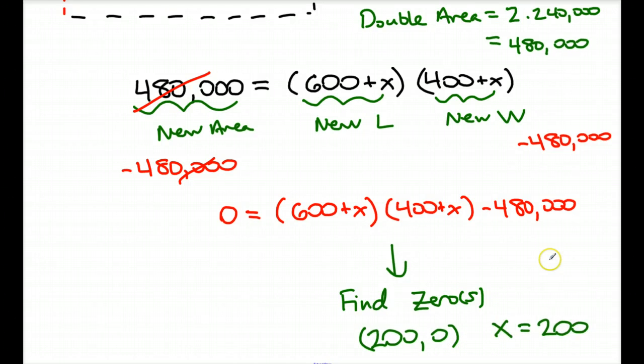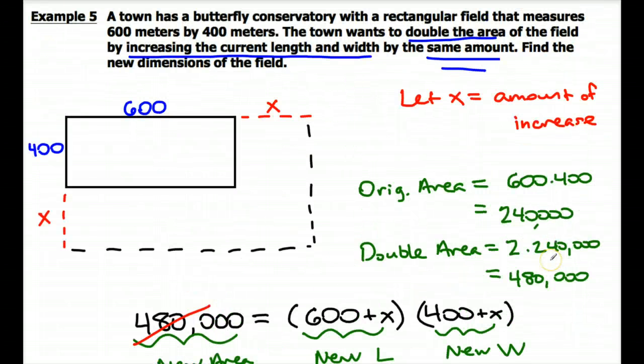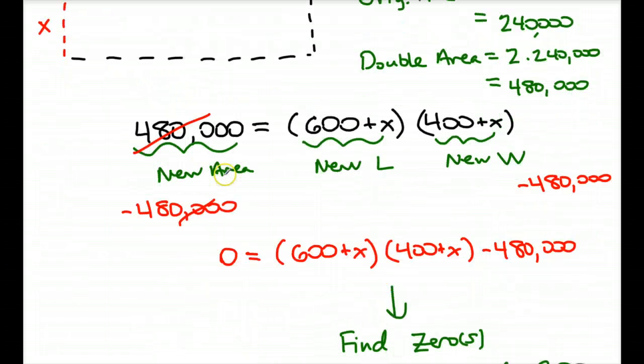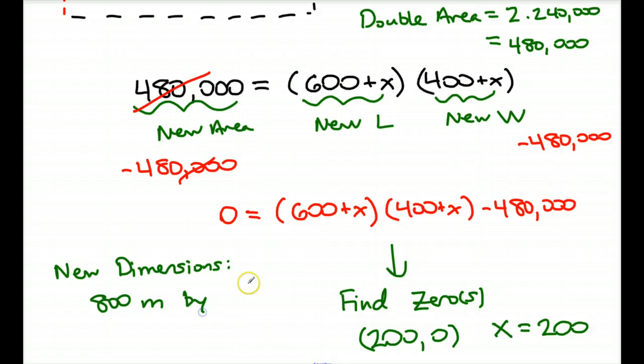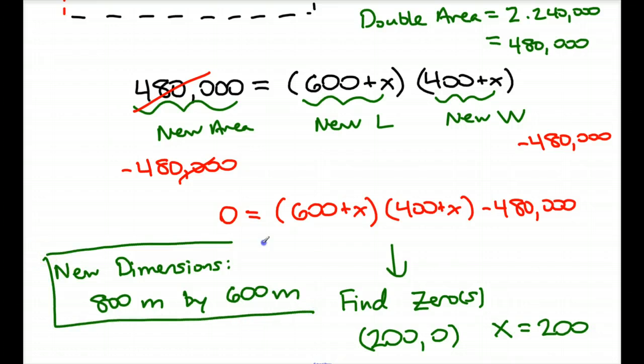And so now let's make sure we answer the original question. The original question is asking to find the new dimensions of the field. If we had 600 and 400 originally, now we need to add 200 to both of those. And so my new dimensions are this: if you add 200 to 600, you get 800, so we have 800 meters. And add 200 to 400, you get 600, so 600 meters. And just to double check, 800 times 600 does give you double the area, 480,000.